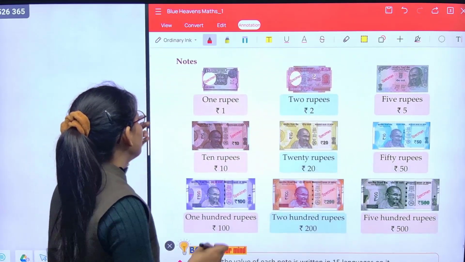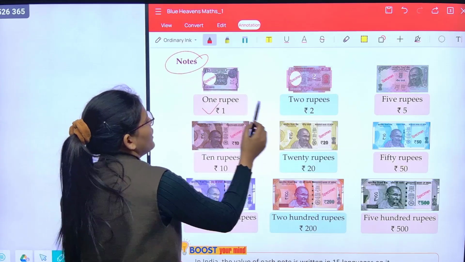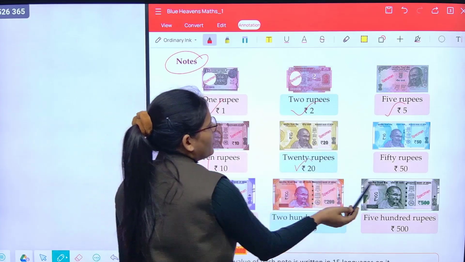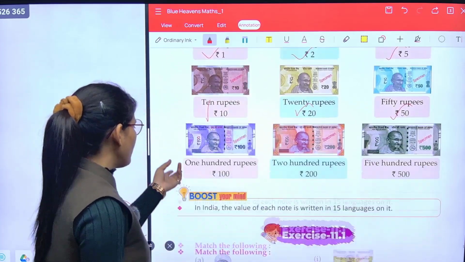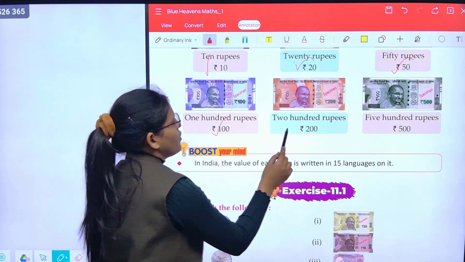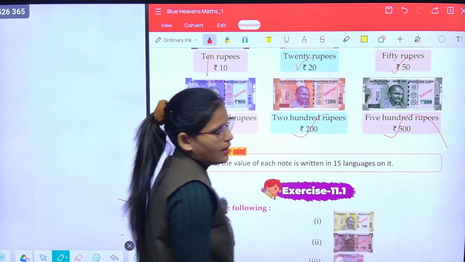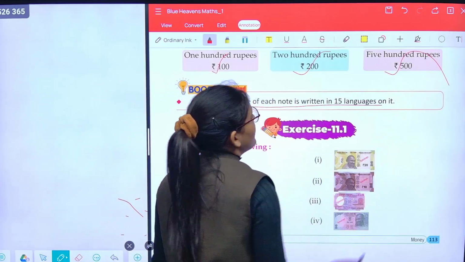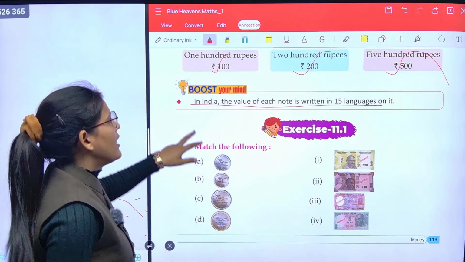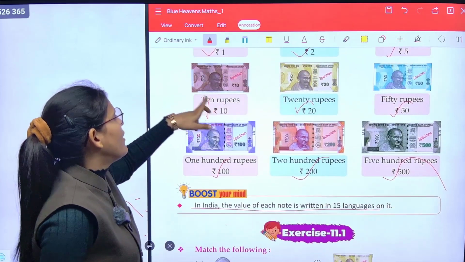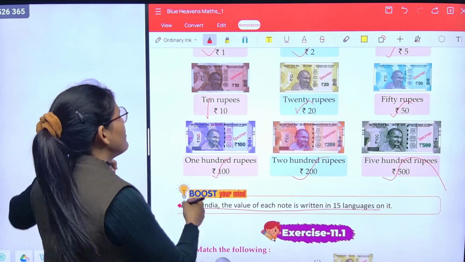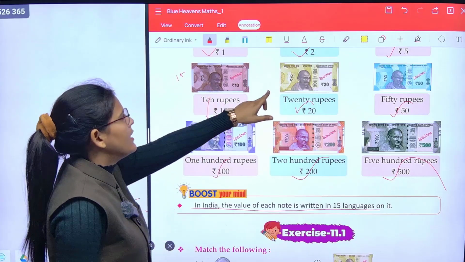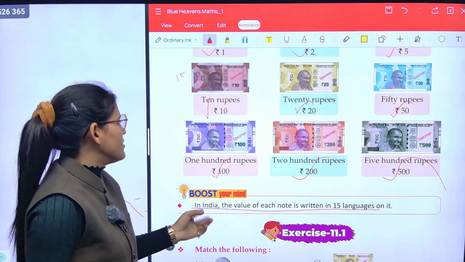Okay. Now class, notes: 1 rupee note, 2 rupee, 5 rupee note, 10 rupee, 20 rupee, 50 rupee, 100 rupees, 200 rupees and 500 rupees. Now in India, the value of each note is written in 15 languages on it. ये जो हमारे पास नोट है, उस पर 15 लैंग्वेज लिखी होती है. Okay, you can see here other languages.